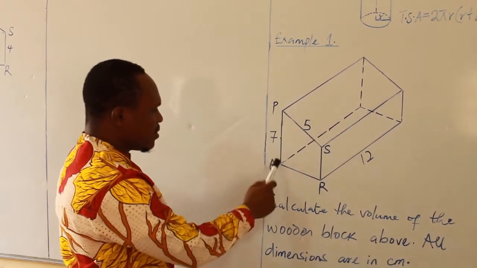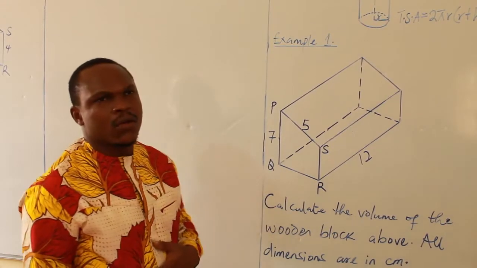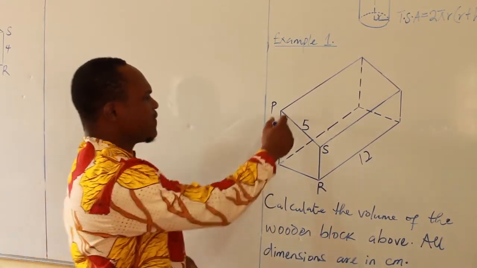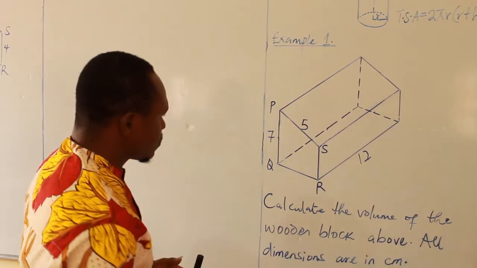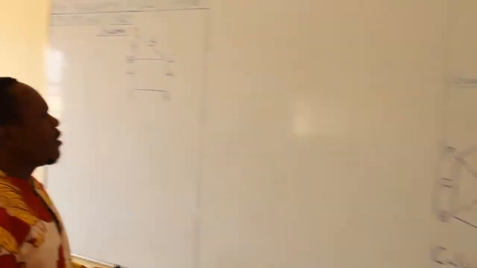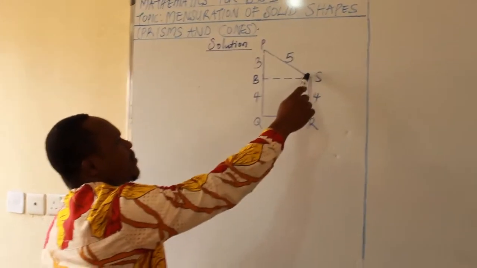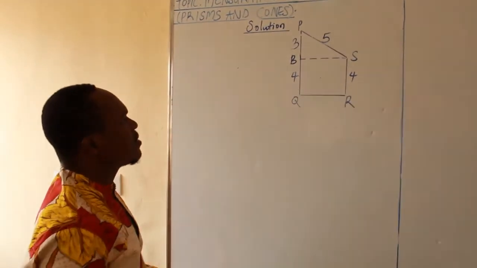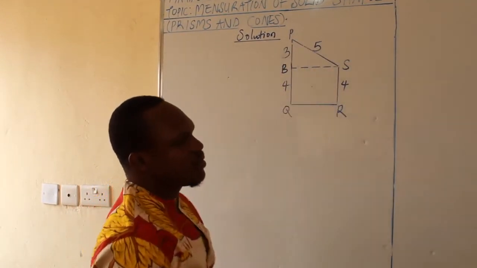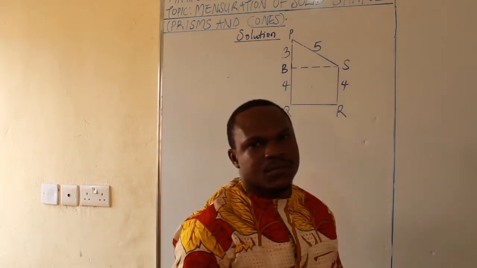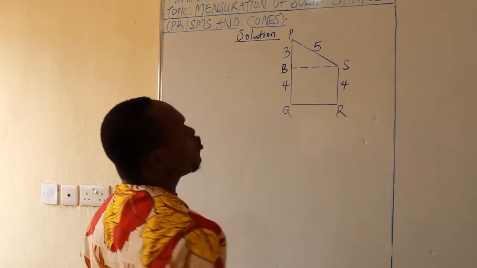Okay, so if this figure here is the base of our wooden block, we ask ourselves, what does this figure look like? The representation of this figure is the representation of a trapezium. Clearly looking at this, PQRS is the shape of a trapezium. Okay? And if you look at it very well, it has two parallel sides.